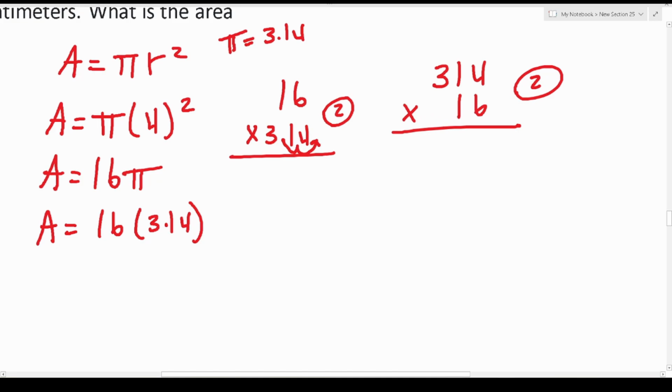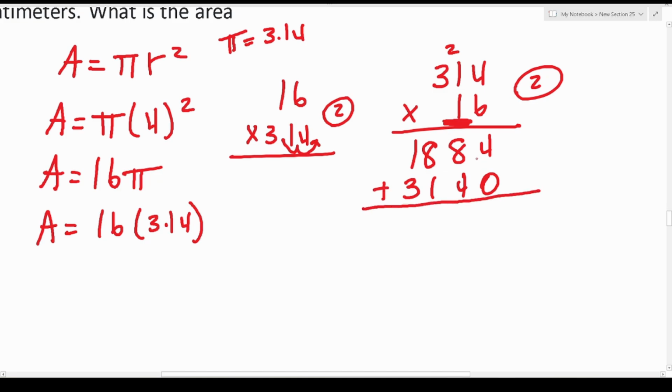let's go ahead and work this out. We have 6 times 4, which is 24, carry a 2. 1 times 6 is 6, 7, 8. 6 times 3, of course, is 18. Before we start multiplication with this second term, we have to bring in a 0 placeholder. 1 times 4 is 4. 1 times 1 is 1. 1 times 3 is 3.